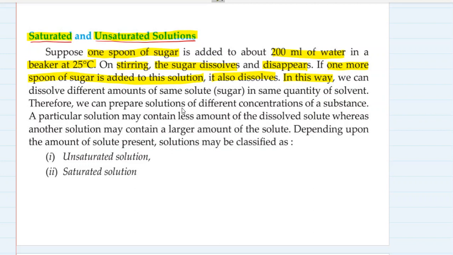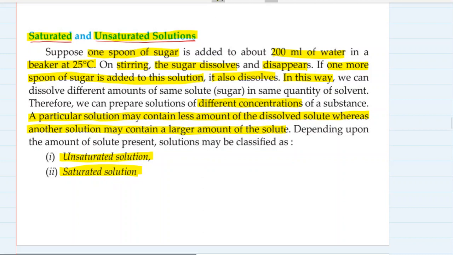So what will happen is you are constantly increasing the concentration of this solution. The concentration of sugar in this solution is constantly increased by you, because you are going on adding more and more solute, that is sugar, in the beaker. So a particular solution may contain a small amount of dissolved solute, whereas another solution may contain a large amount of the solute. Depending upon the amount of solute present, solutions can also be classified as unsaturated and saturated solutions.